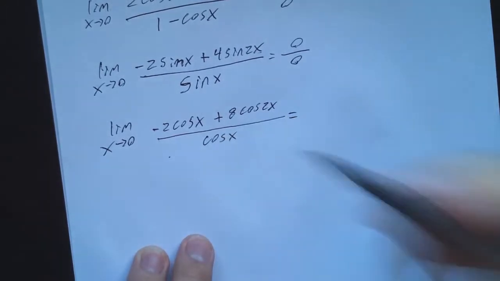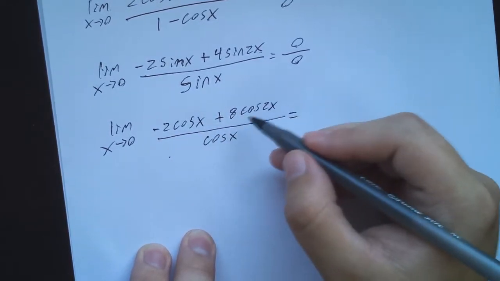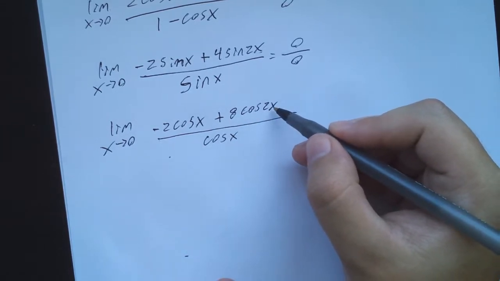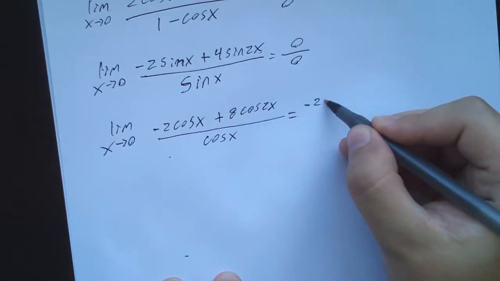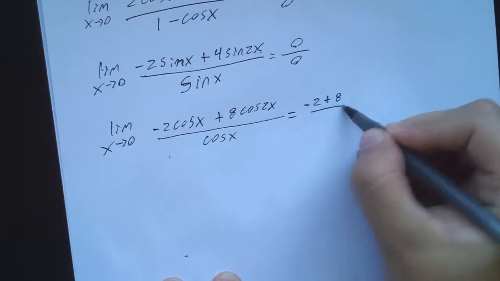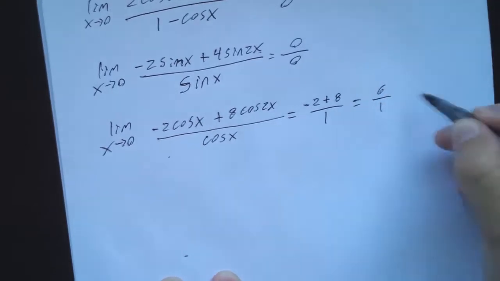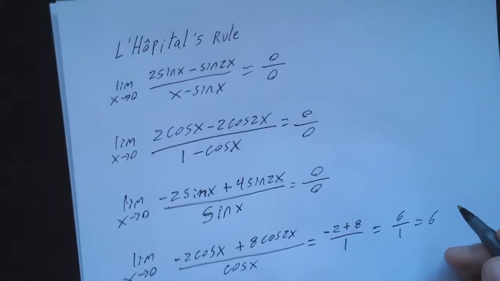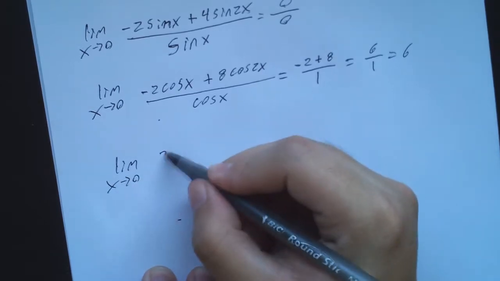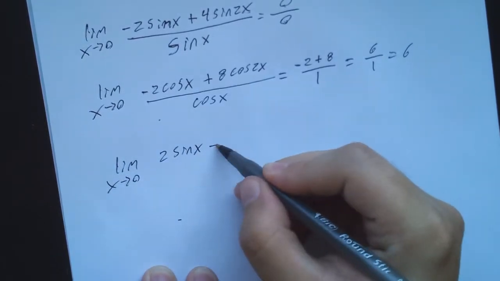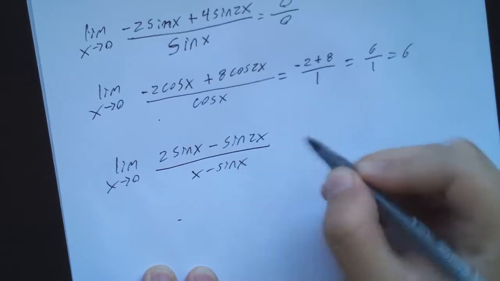Let's see what that gives us. Negative 2 times cosine of 0 is going to be negative 2, plus 8 times cosine of 2 times 0. Cosine of 0 is 1, times 8 is 8, so negative 2 plus 8, over cosine of 0, which is just 1. So the limit for this is going to be 6 over 1, or just 6. So now we can say that the limit as x approaches 0 of (2 sine of x minus sine of 2x) over (x minus sine of x) is equal to 6.